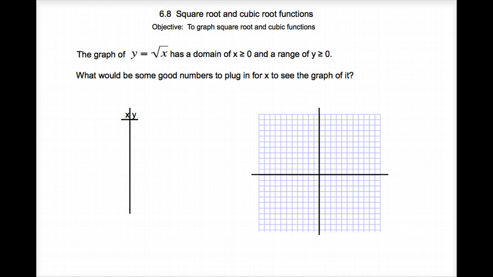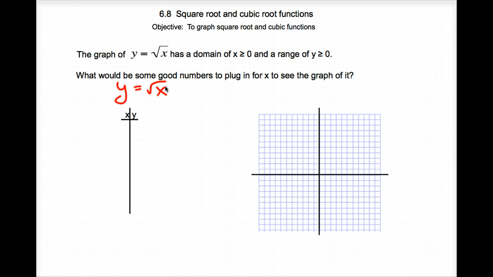All right, we're going to wrap up chapter 6. 6.8 here is on doing a little graphing. We're graphing square roots and graphing cube roots. So we're going to investigate what they look like. In order to do that, we're going to start off with just the graph of y equals square root x.